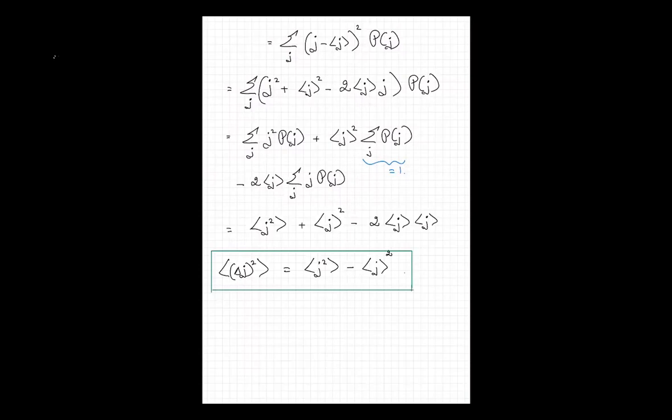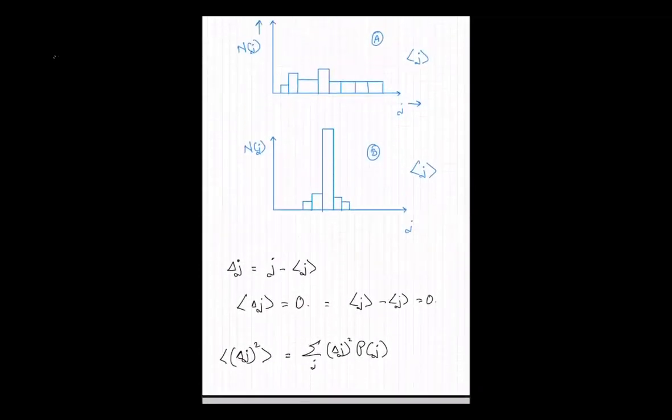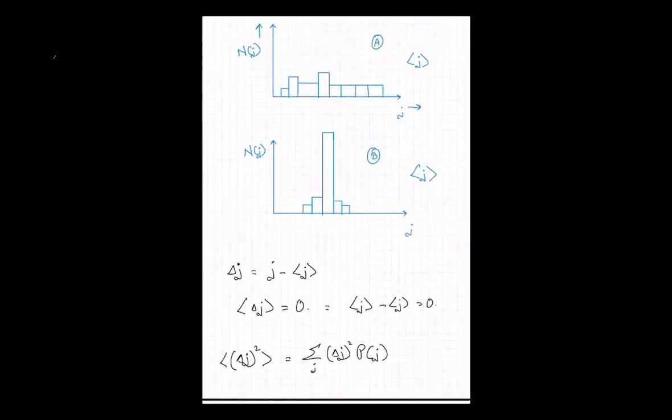So what does this mean in the context of our example? In the context of our example, the average value of j square minus the average value of j the whole square for population type B would almost be equal to 0. Okay. For population A, it will not be 0. For population A, the average of the square of a particular person's age minus the average age is not equal to 0.